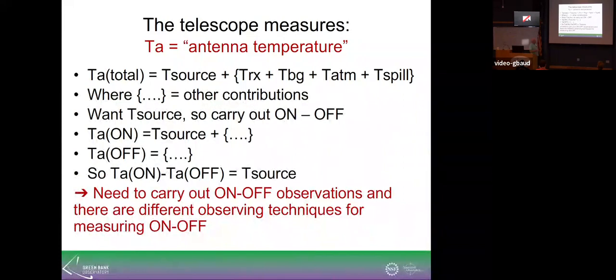So the whole trick in how we do radio astronomy typically is relative measurements. And this is true for spectral line as well as continuum. You measure on observation and you have some kind of reference, so your signal minus your reference. And the idea there is you subtract the two and then you're able to measure your source. So the whole goal in radio astronomy observing techniques is different ways of measuring on minus off.